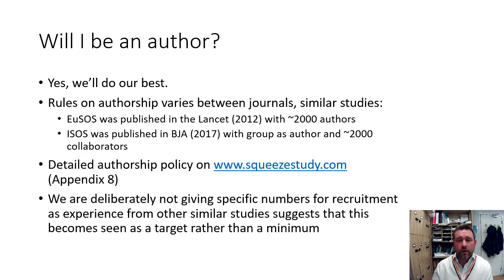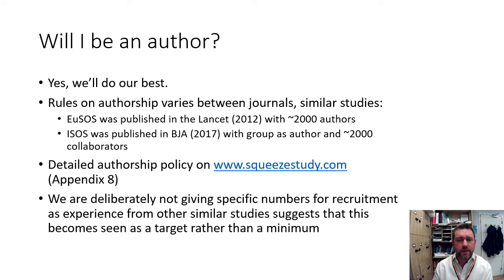Will you be an author on the final output? Well, yes, we'll do our best. The idea is that we want to be inclusive, include everybody who's helped us to collect this data. Having said that, the rules on authorship do vary between the journals. ESOS is quite similar to this in the sense it's a perioperative European or international collaboration, and that was published in the Lancet with 2,000 authors. But later, ISOS, which has other similarities to this, was published in the BJA, and there was a group name as the author, and then 2,000 people were collaborators.